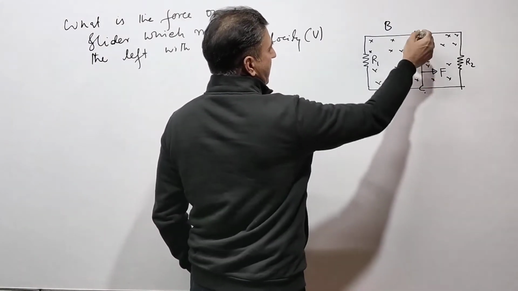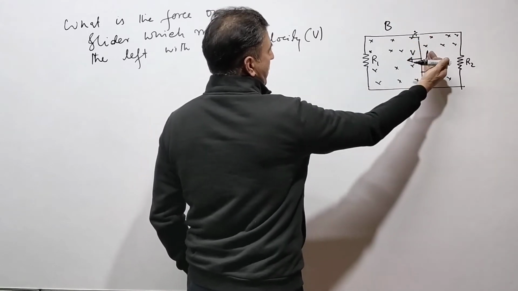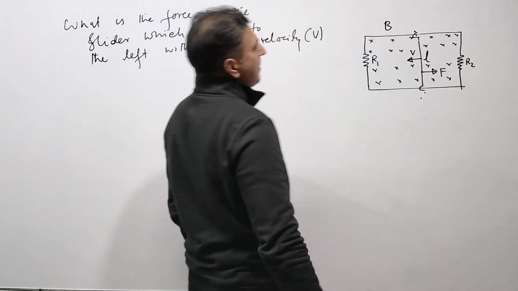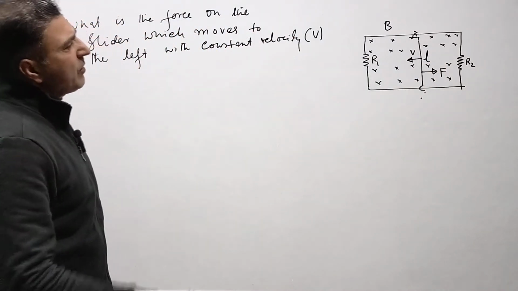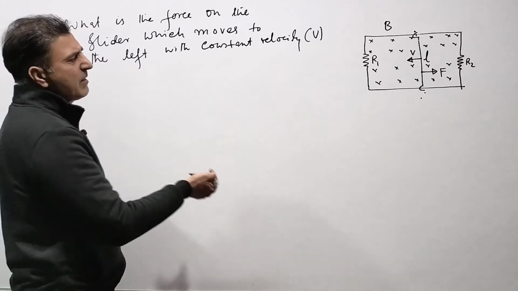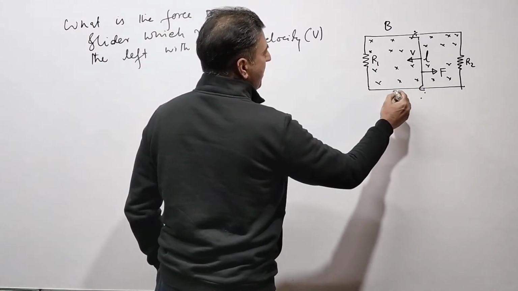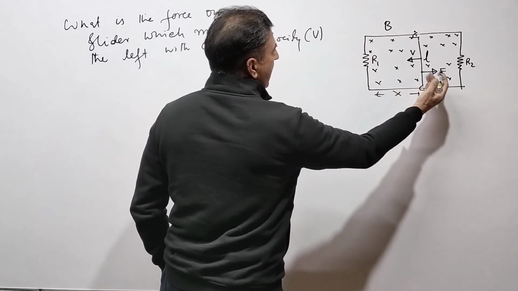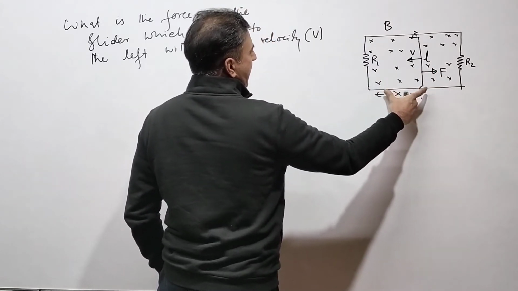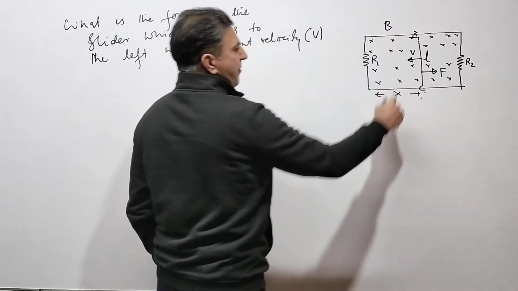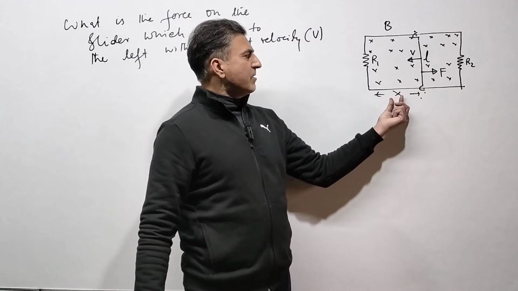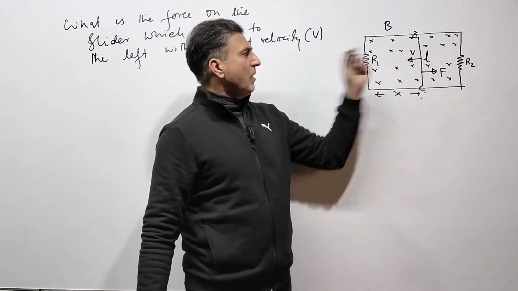of the slider, the induced EMF, by moving the slider to the left. The flux changes here, so you can find it out, or you already know it is vBL. Or we can do it again here. Suppose this distance from here to here is x. And when the slider goes to the left, this x decreases. It decreases at the rate of v. This change in x with respect to time is simply the velocity.